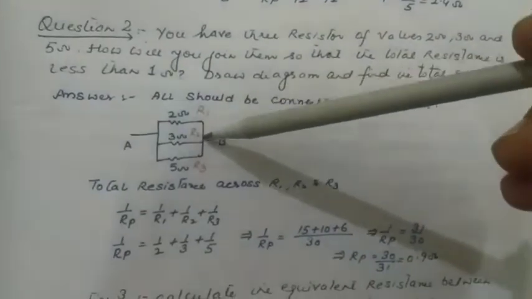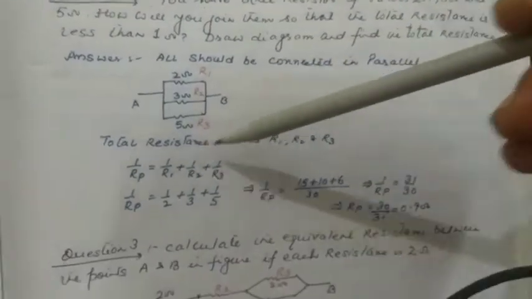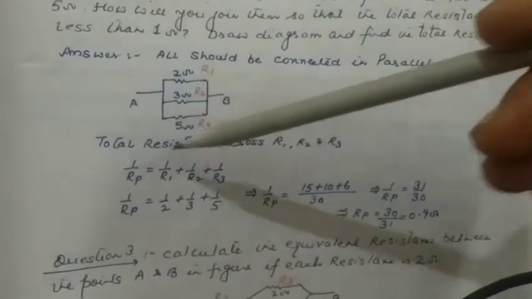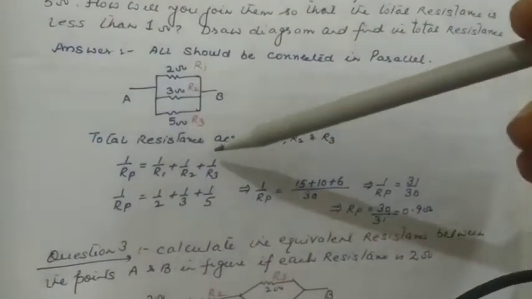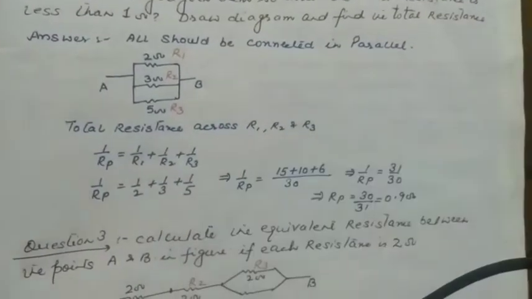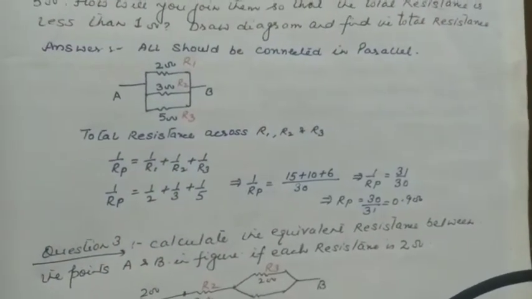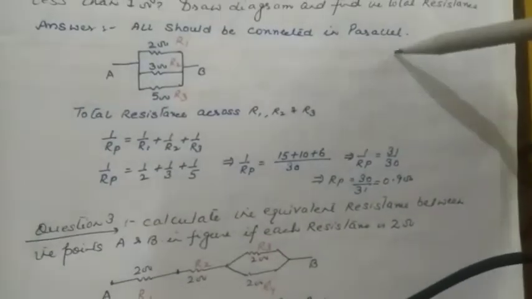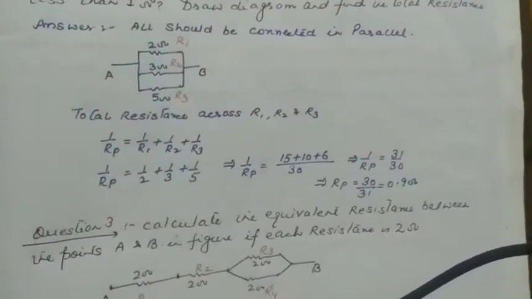We will connect the 3 in parallel, then give the names, then apply the formula 1 upon Rp is equal to 1 upon R1 plus 1 upon R2 plus 1 upon R3. Substitute the values and we will get the answer at the end. Don't forget to reverse it.